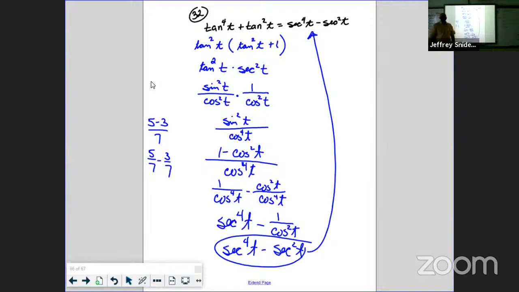So going all the way back to tangent squared t, couldn't you just replace tangent squared t with secant squared t minus 1? You could, and then distribute it, and you're done. I mean, that's what I'm saying. There are multiple ways of doing a ton of these. So right here, this could be secant squared t minus 1. It's an alteration of the Pythagorean identity. Distribute through, and you're there. All right, nice.